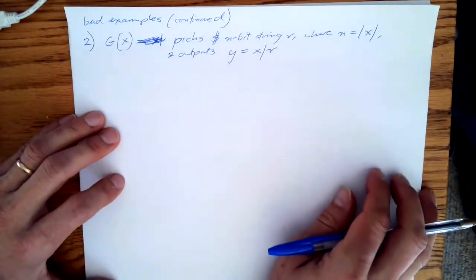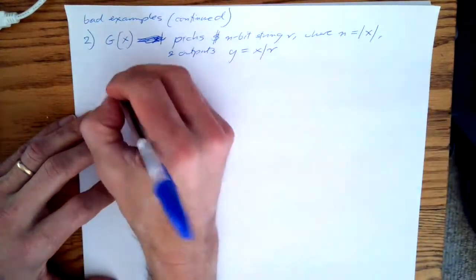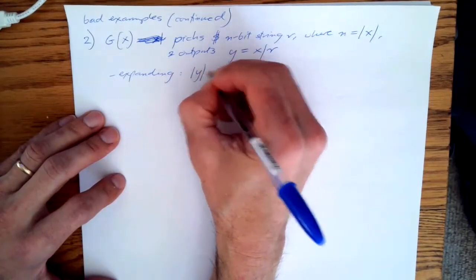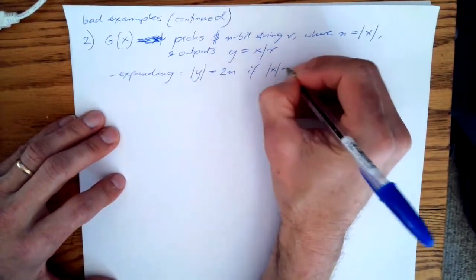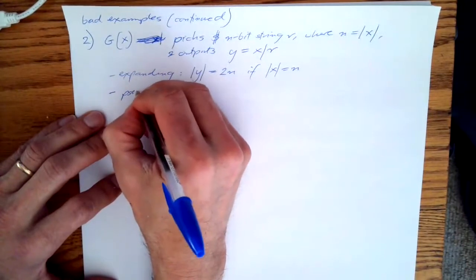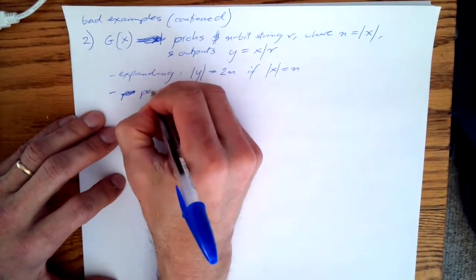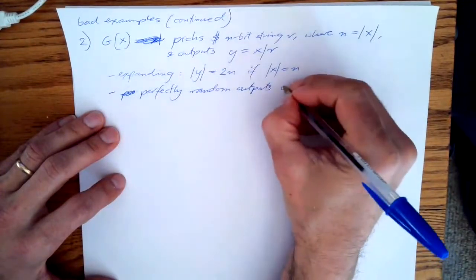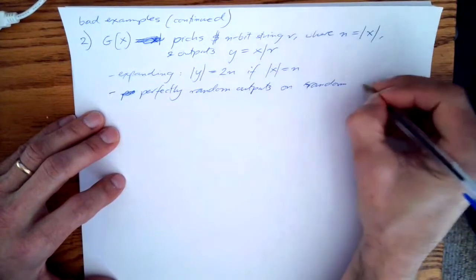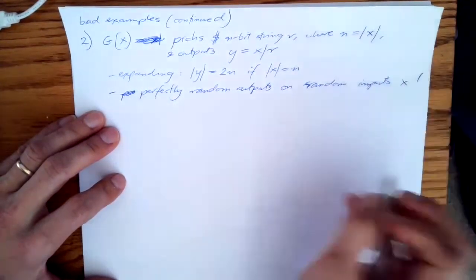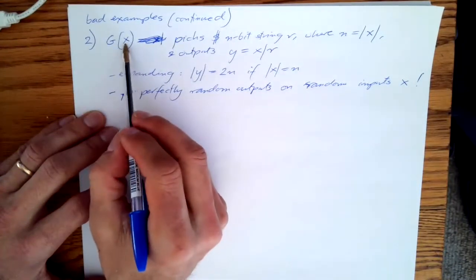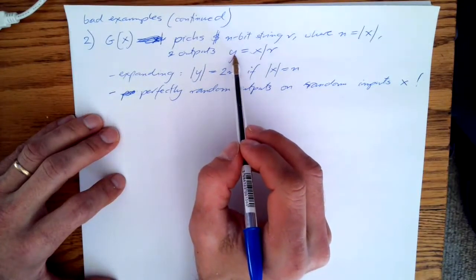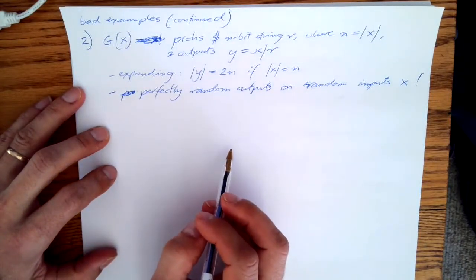So maybe this went too fast and not everybody remembers, but why is this... Okay, so it's expanding because the length of y is 2n if the length of x is n, and actually it's pseudo-random. It has perfectly random outputs on random input. Right, because if I give it a random input x, then x is a random string and r is an independent random string, so y is a random 2n-bit string. So what's wrong with this? Why is this not a PRG?